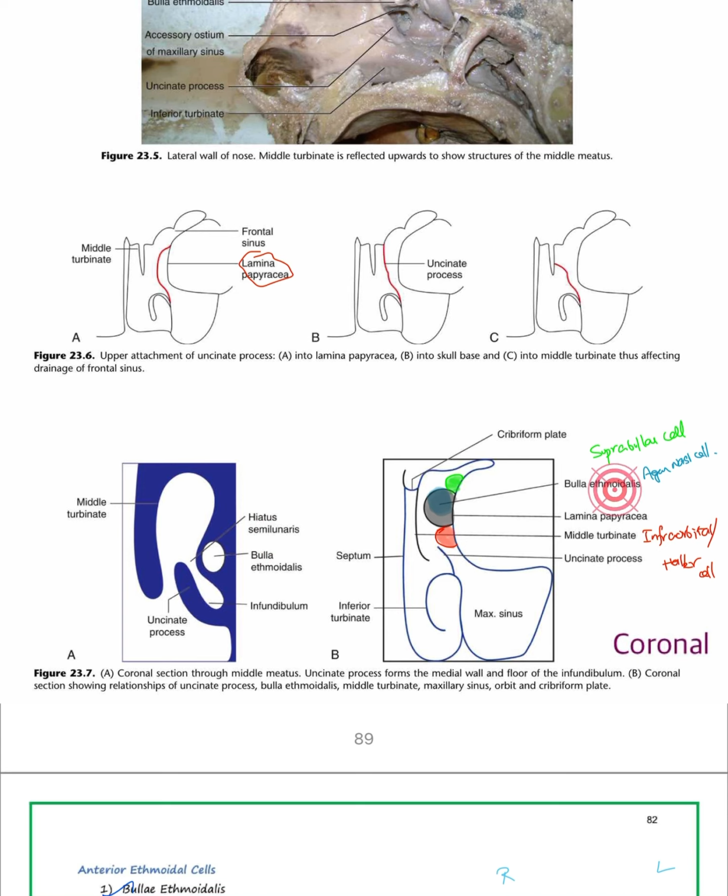You can see the bulla ethmoidalis. This is the suprabullar cell. A part of it is also the agger nasi cell. Then you can see the Haller cell or infraorbital cell. This is also an ethmoidal cell. Any inflammation of the cell causes blockage of the drainage of the maxillary sinus.